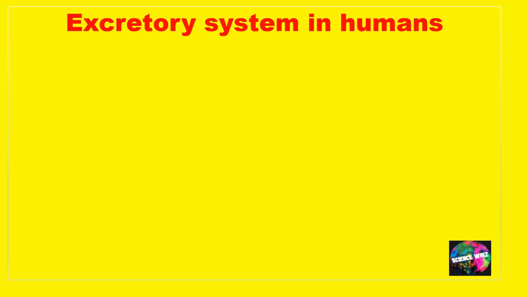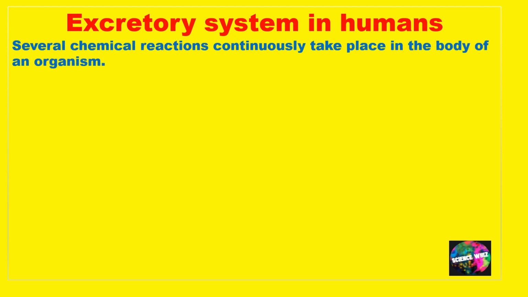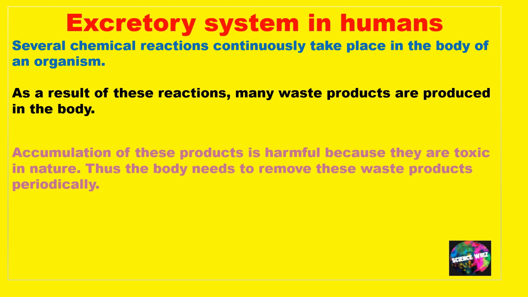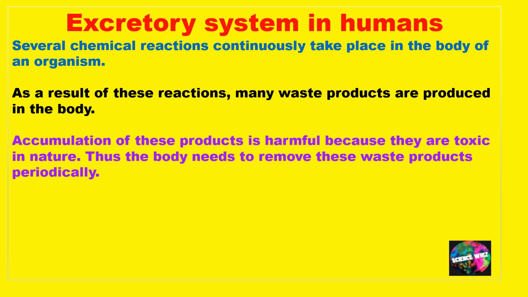Next, excretory system in humans, or in other words, disposal of waste materials. Several chemical reactions continuously take place in the body of an organism. As a result of these reactions, many waste products are produced in the body. Accumulation of these products is harmful because they are toxic, that means they are poisonous in nature. Thus, the body needs to remove these waste products periodically.